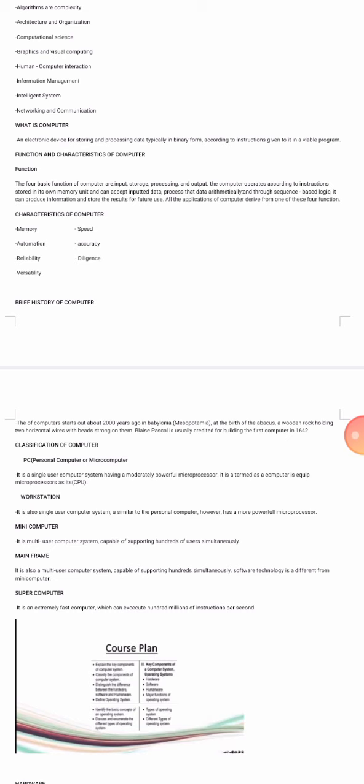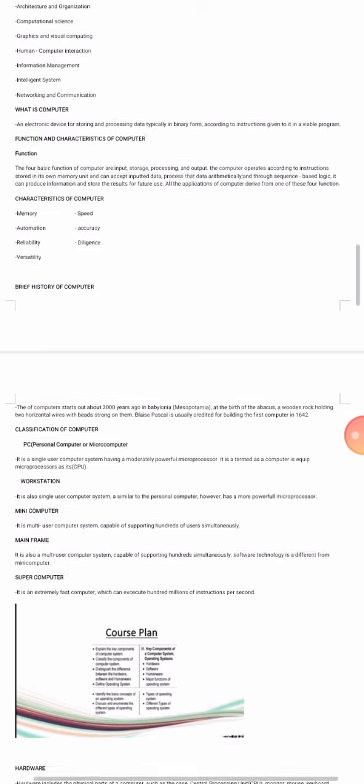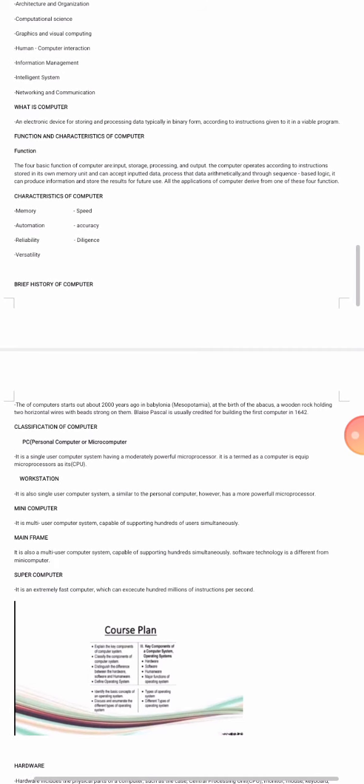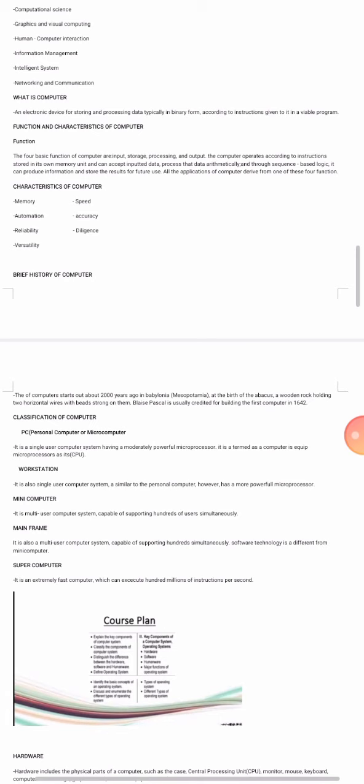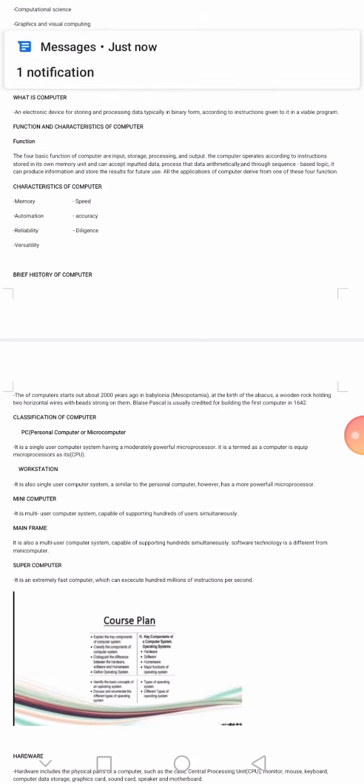Function. The four basic functions of a computer are input, storage, processing, and output. The computer operates according to the instructions stored in its own memory unit and accepts inputted data. It processes that data arithmetically through sequence-based logic. It can produce information and store the results for future use. All the applications of a computer derive from one of the functions.